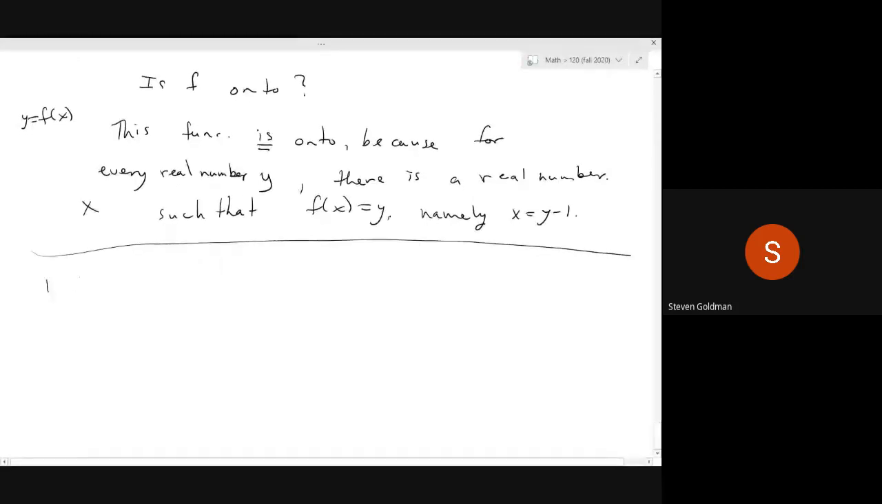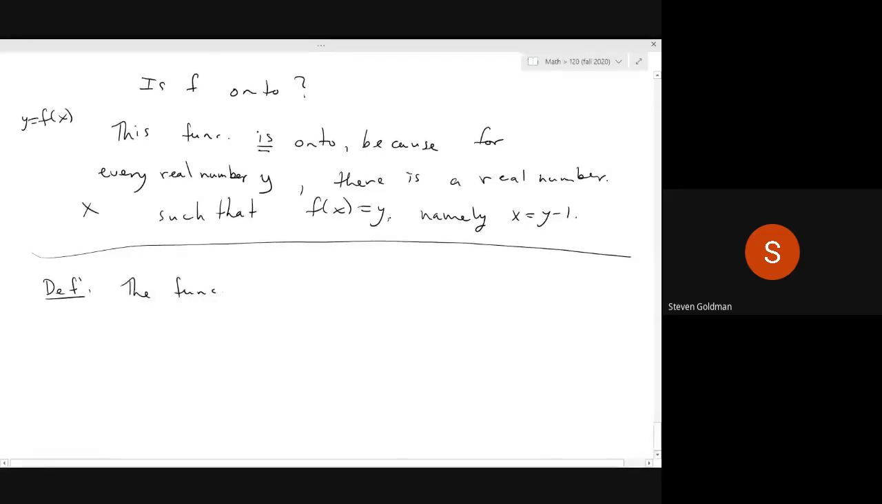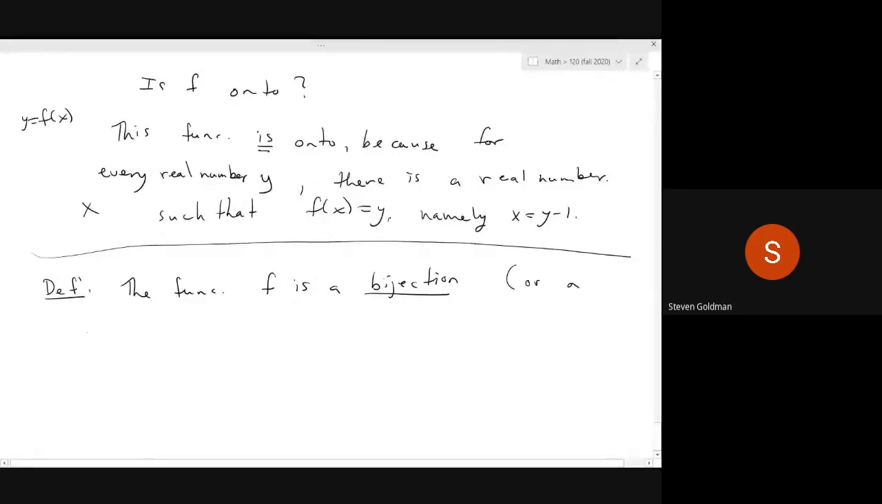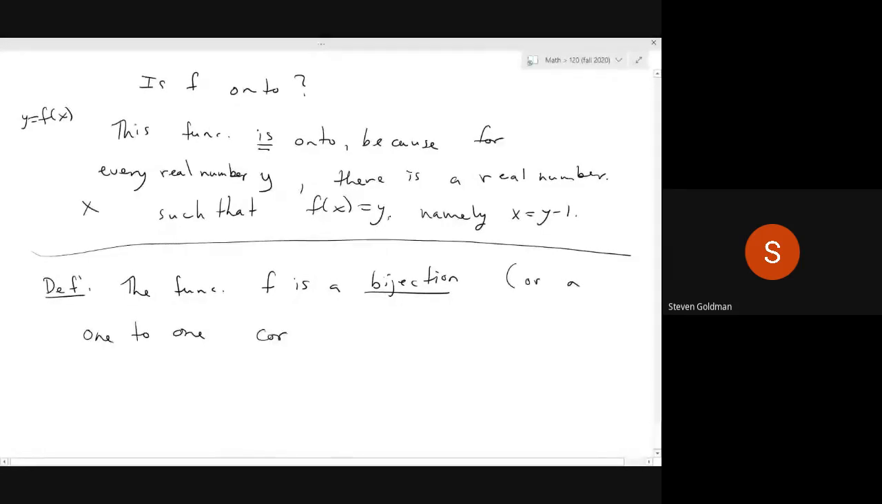So let me now move on to the next definition. Okay, this definition is for a function that is a bijection. The function f is a bijection, also known as a one-to-one correspondence, if it is both one-to-one and onto. So any function that is both one-to-one and onto is called a bijection.